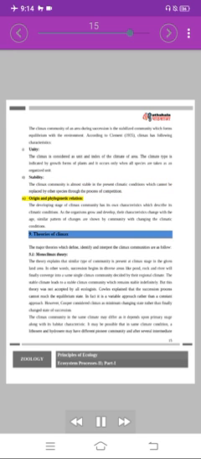III. Origin and phylogenetic relation. The developing stage of the climax community has its own characteristics which describe its climatic conditions. As the organisms grow and develop, their characteristics change with age. Similar patterns of changes are shown by the community with changing climatic conditions.